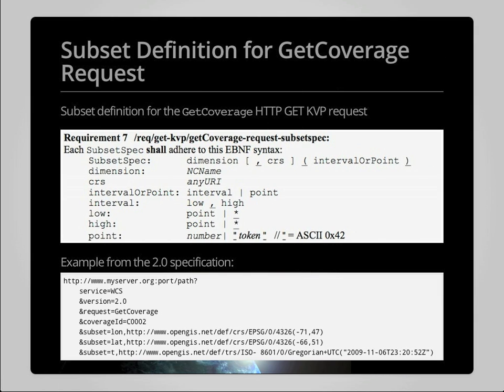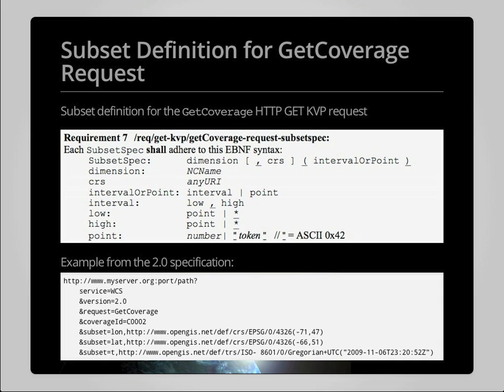That subset specification has a particular format, as defined here from the version 2.0 standard. In the first block, the subset spec consists essentially of a dimension, which is a defined name, followed by a URI of some sort, and it can be any URI, and then a specified interval or point value inside parentheses.